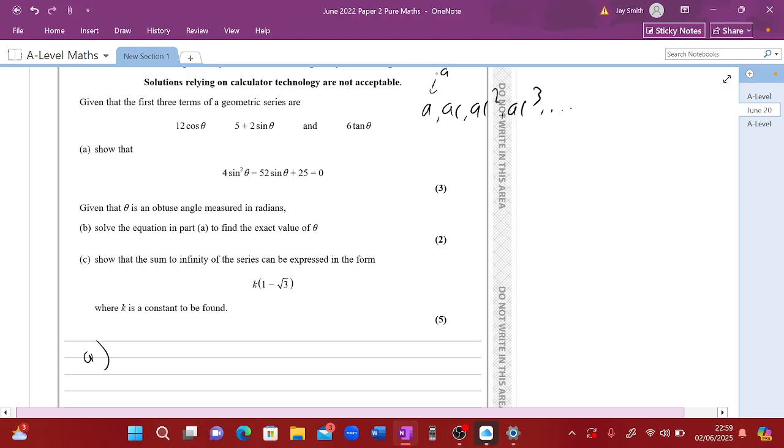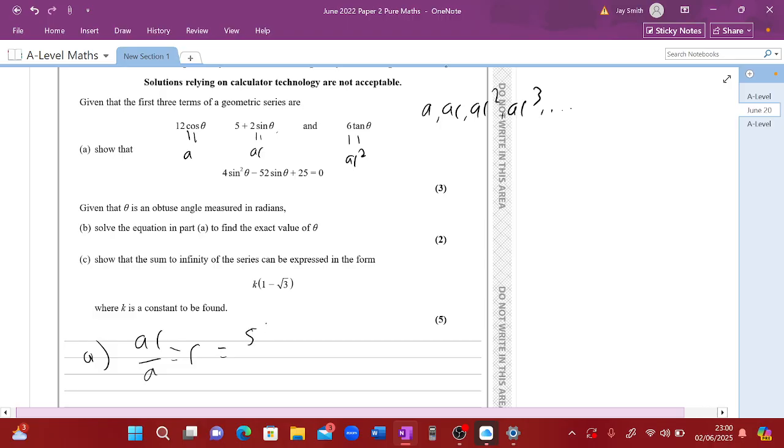So with that in mind, this is going to be A, the first term, then this is going to be AR, then that's going to be AR squared. So then, if I divide the second term by the first, that is AR over A, which is R.